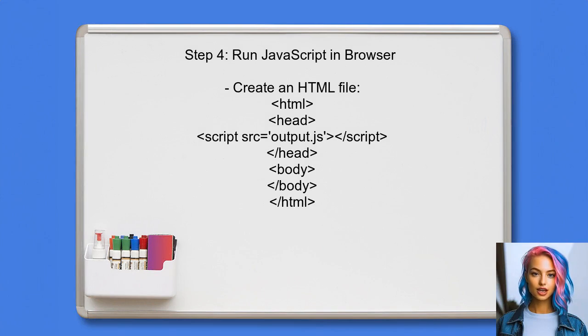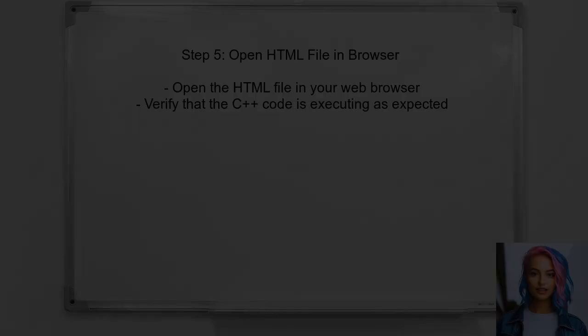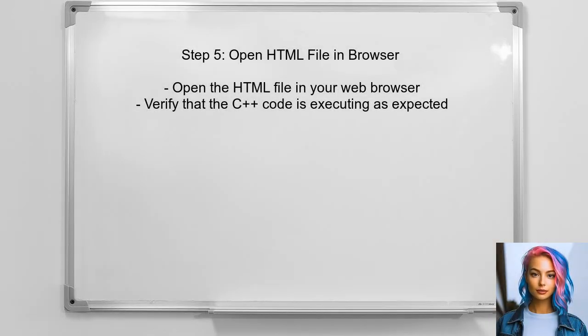They should create an HTML file that includes the generated JavaScript. Finally, the user can open the HTML file in a web browser to see their C++ code running as JavaScript. This completes the process of compiling C++ to JavaScript in a browser.